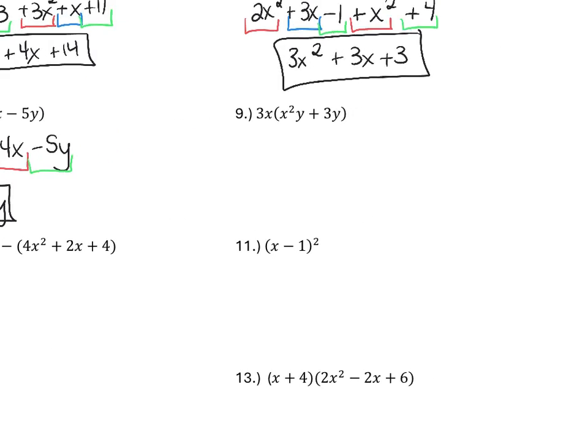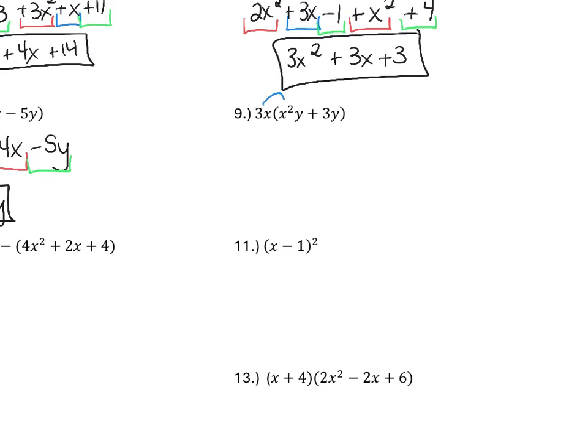Number 9, we are multiplying now, so we need to distribute this term into both terms inside the parentheses. So 3x times x squared y, 3 times 1 is 3, x times x squared, add the exponents, x to the third, and then y times 1. Plus 3 times 3 is 9, x times 1 is 1, y times 1 is 1.